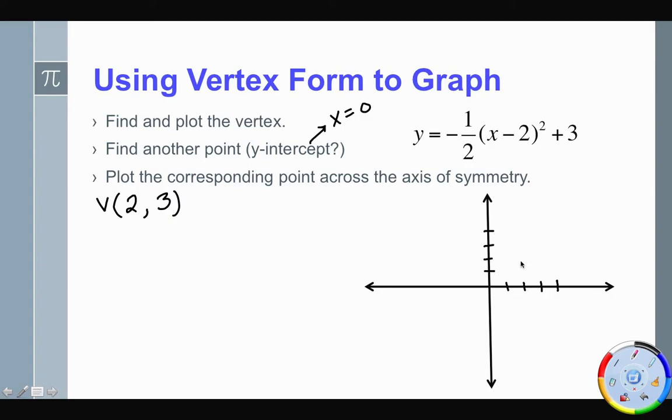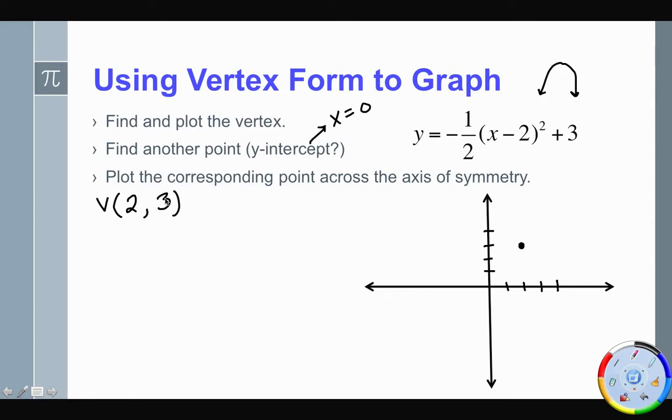All right, so we're at 2, 3. Some things we remember from the previous lesson: the negative means this is going to be a downwards parabola, downwards like this. That's just so we remember what our graph is supposed to look like.